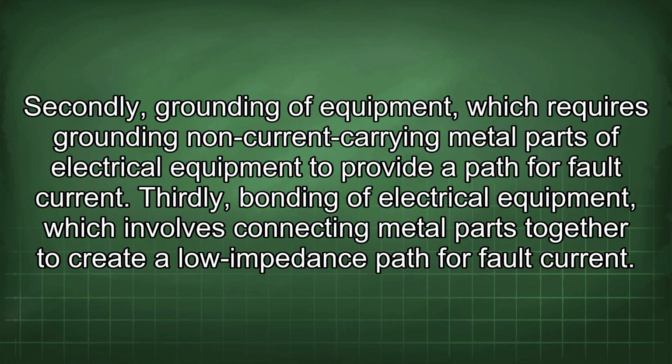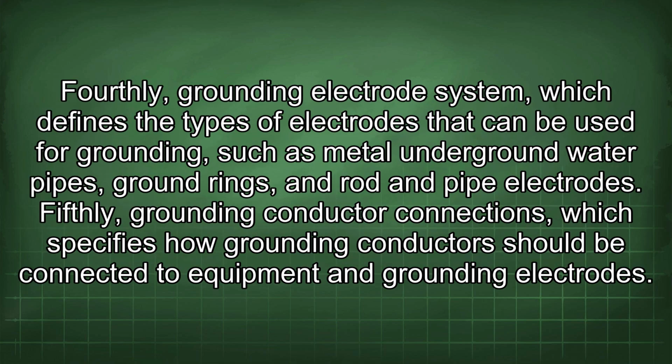Secondly, grounding of equipment, which requires grounding non-current carrying metal parts of electrical equipment to provide a path for fault current. Thirdly, bonding of electrical equipment, which involves connecting metal parts together to create a low impedance path for fault current. Fourthly, grounding electrode system, which defines the types of electrodes that can be used for grounding, such as metal underground water pipes, ground rings, and rod and pipe electrodes. Fifthly, grounding conductor connections, which specifies how grounding conductors should be connected to equipment and grounding electrodes.